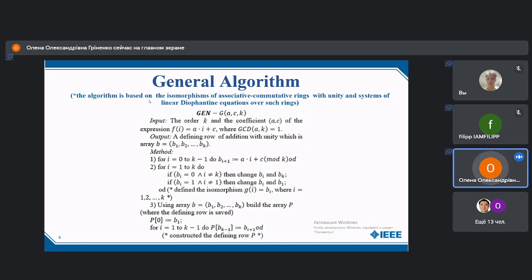The defining row of the addition with unity is generated by such an algorithm as you can see on the slide. The correctness of the algorithm follows from the fact that when i passes the full system of residues, then a multiplied by i plus c also passes the full system of residues, if GCD of a and k equals 1. The time complexity of the algorithm generating the initial defining row and isomorphism is big O of logarithm squared k. It should be noted that this algorithm generates no more than k minus 2 phi of k defining rows, where phi is Euler's function.